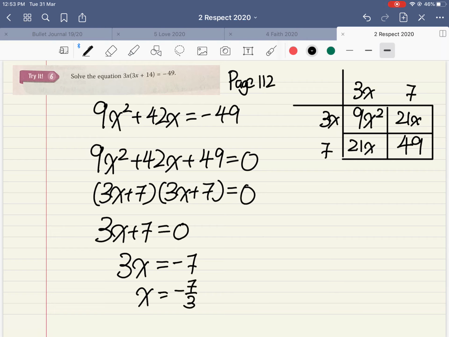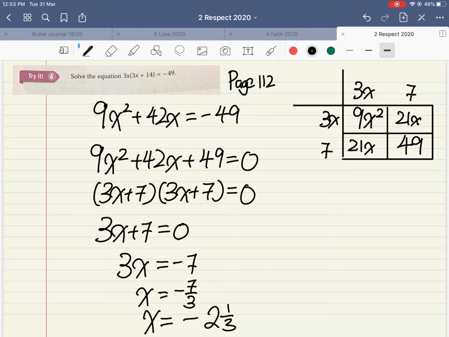Now, be careful here. My final answer is given in the form of an improper fraction. That is not good. What you should do is to express it as a mixed number. Hence, my final solution in this case is x equals negative 2 and 1/3.